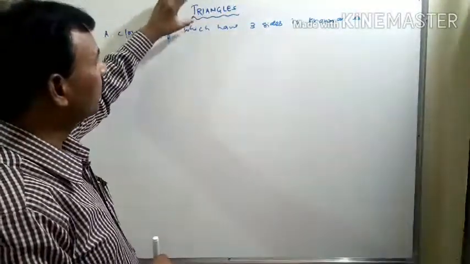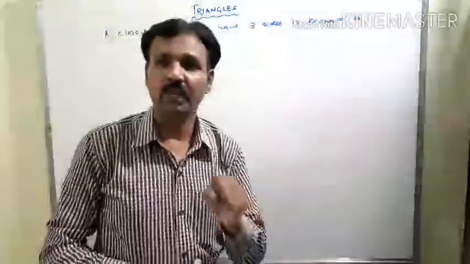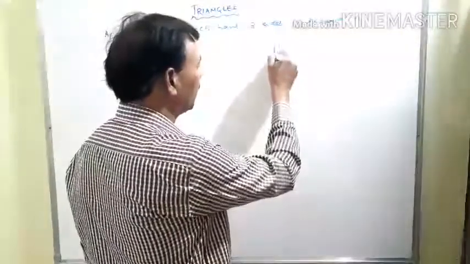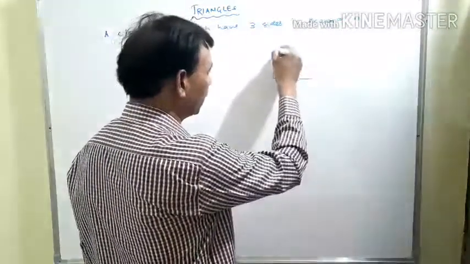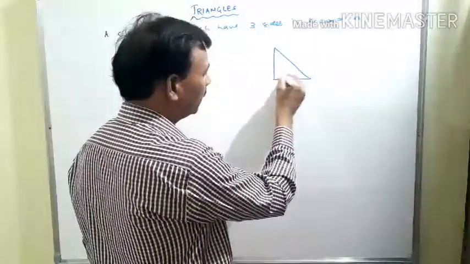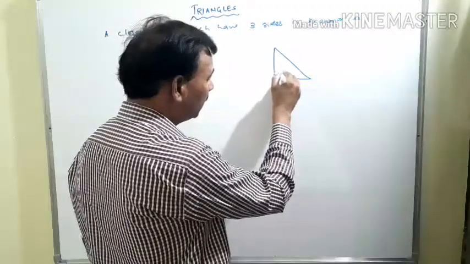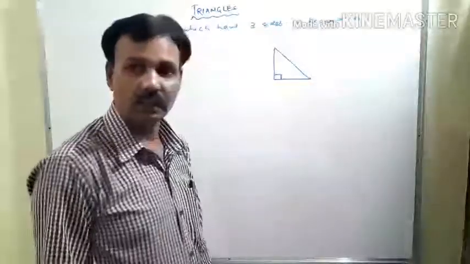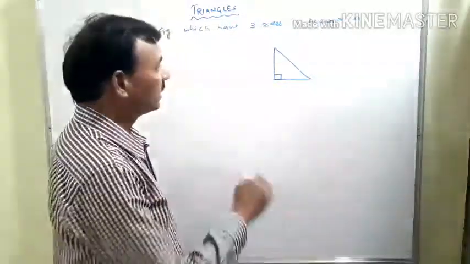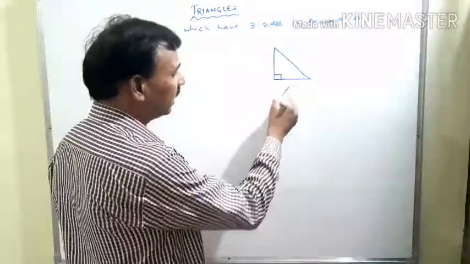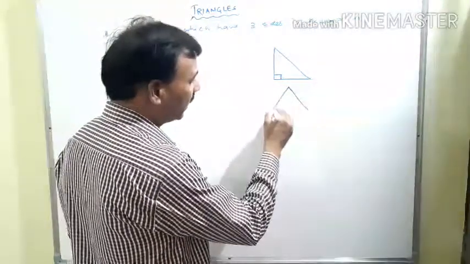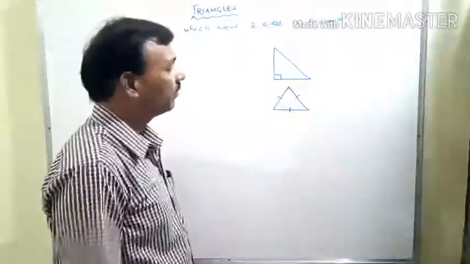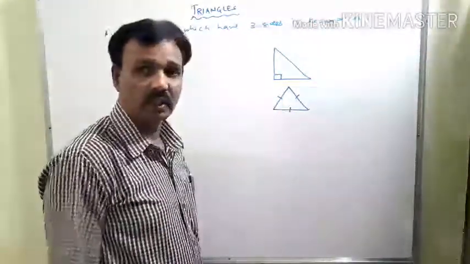What is a right angle triangle? That means a triangle which has one angle that is a right angle. Suppose this is a triangle and this angle is 90 degrees. So this triangle will be a right angle triangle. Second is equilateral triangle. That means a triangle which has all sides equal is known as an equilateral triangle.